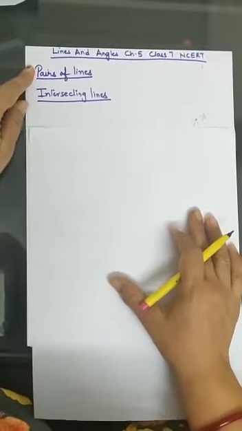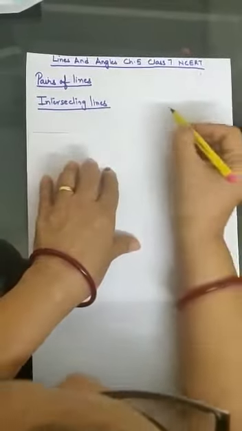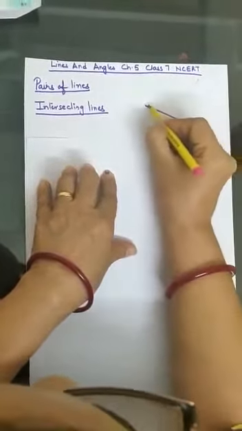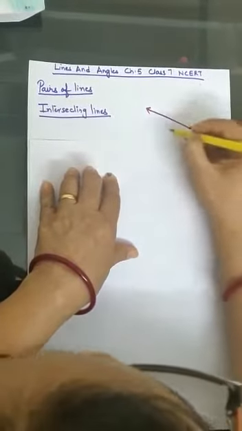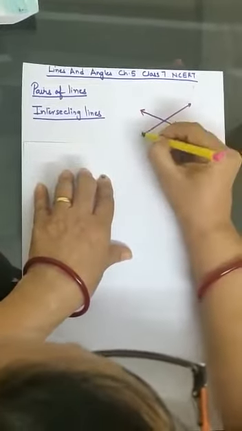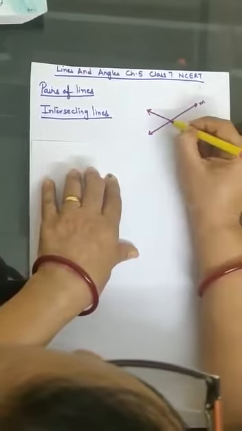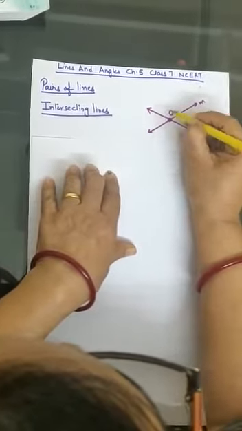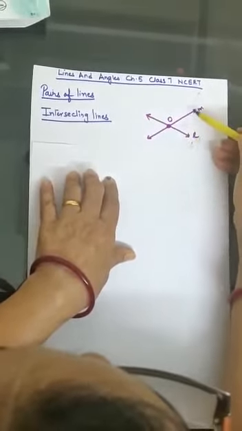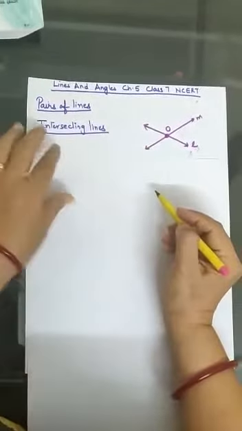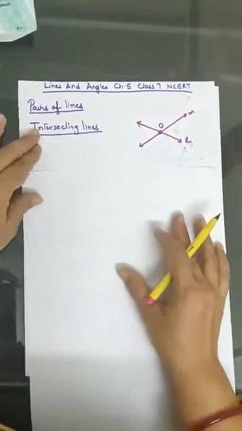Okay. Now L and M are two lines which meet at common point O. So these lines L and M are called intersecting lines. So how do we define intersecting lines?